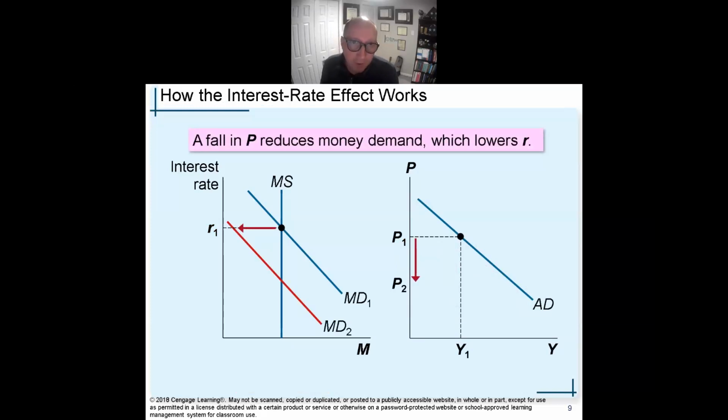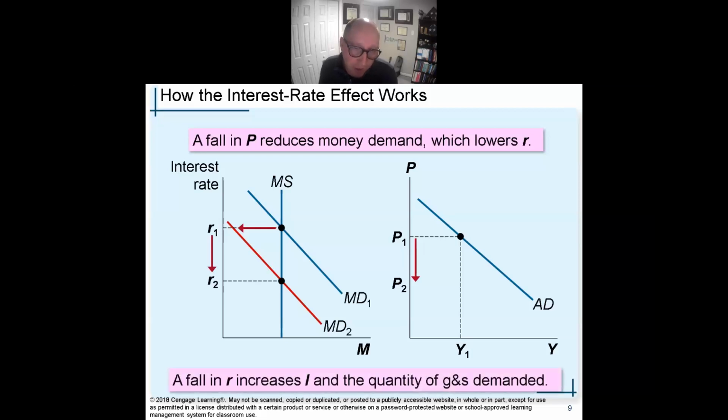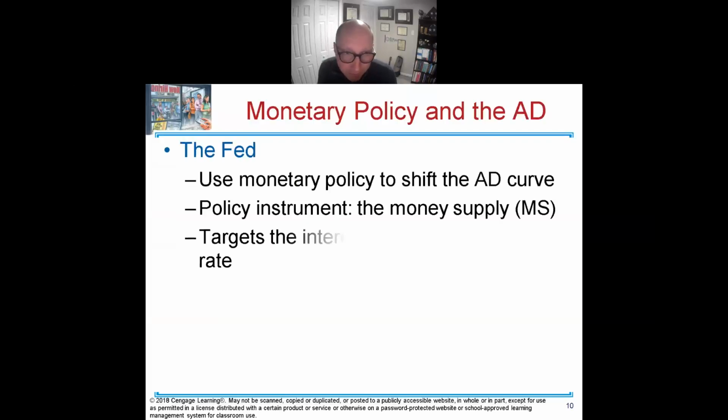There's a decrease in the purchasing power. There's a decrease in the interest rate. There's a decrease in the money supply. There's a decrease in the interest rate. There's a decrease in price. There's a decrease in the demand.